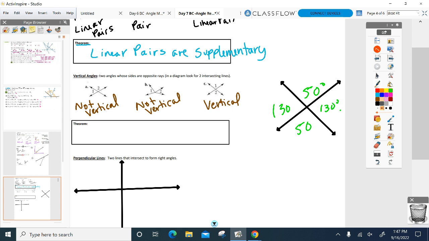They are congruent. Yes, I don't want to hear equal. They are equal, but we've got a better word now. Vertical angles. I'm going to start doing my shorthand here. Vertical angles are congruent.